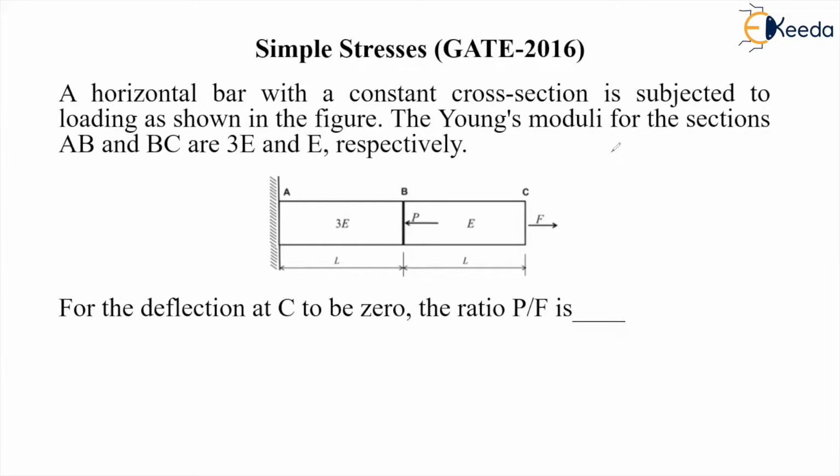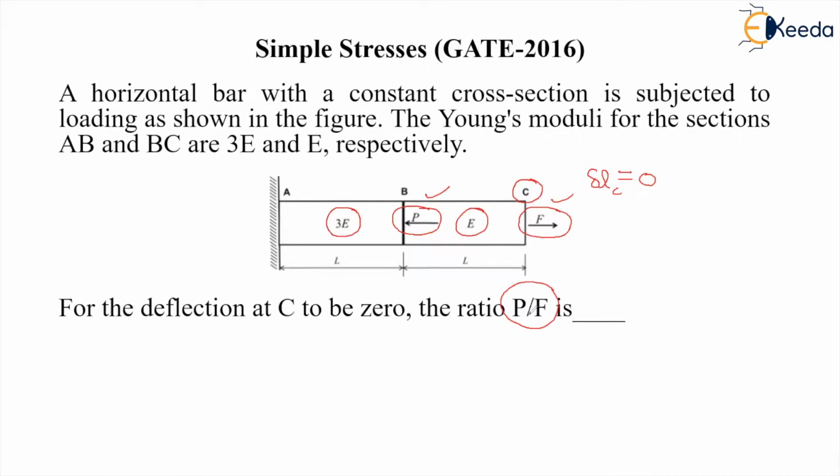So here we are given a bar which has two sections, AB and BC. The modulus of elasticity of the AB part is 3E and the modulus of elasticity of the BC part is E. At point B, a leftward load P is applied, and at point C, a rightward load F is applied. It is given that the deflection of point C is 0. It means that delta L at point C is 0. If this is the condition, then we have to find out the ratio of P by F.